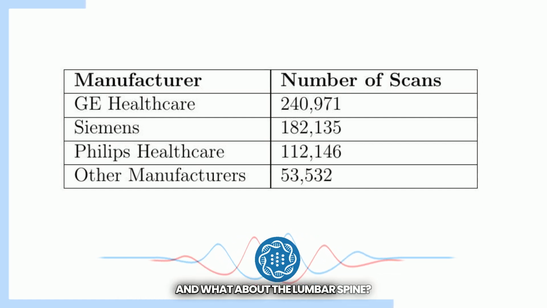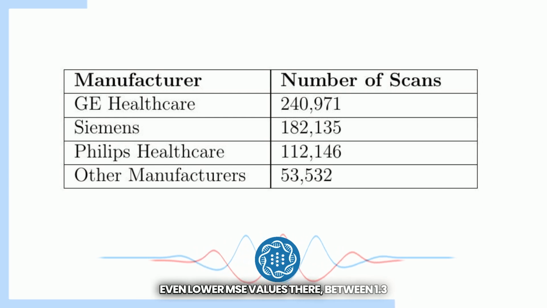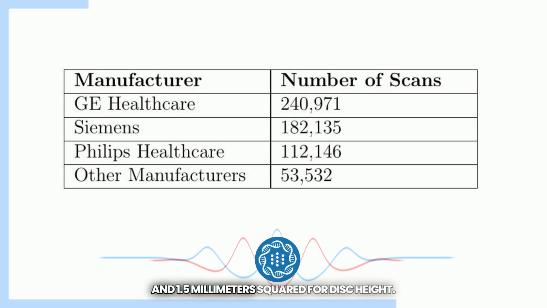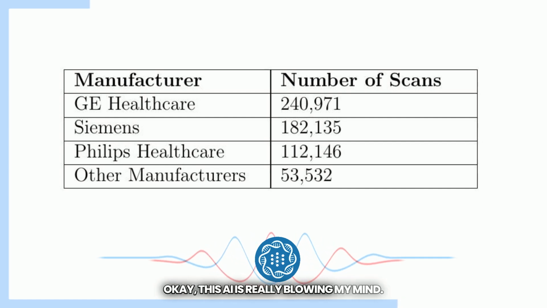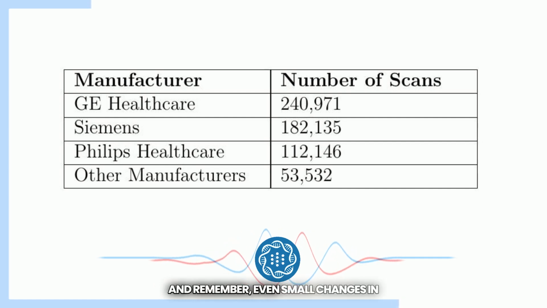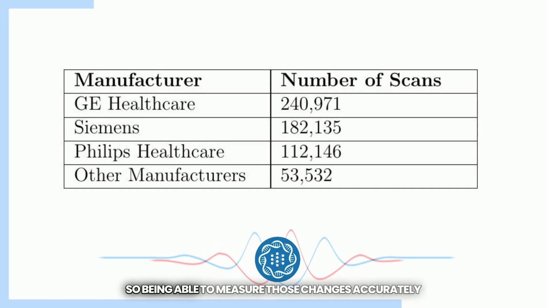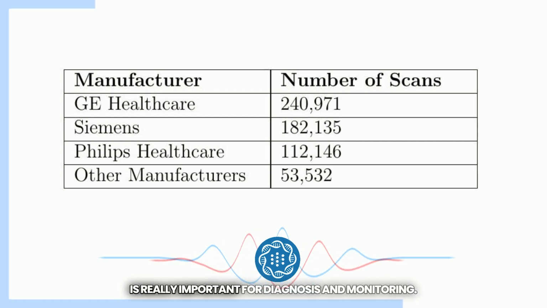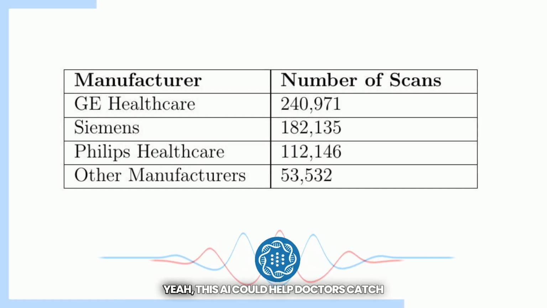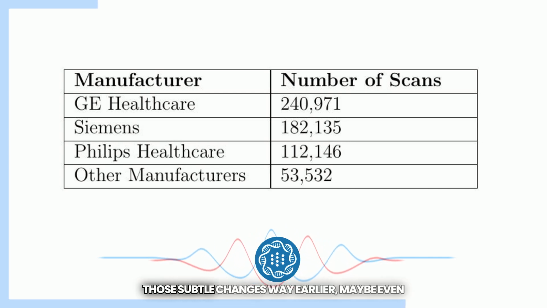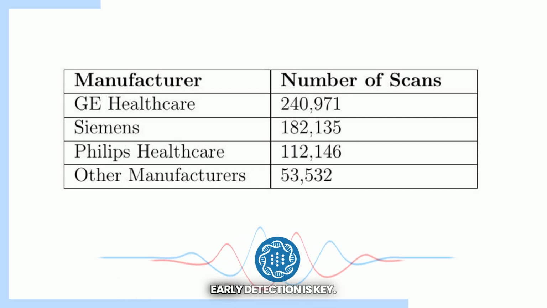Right. And what about the lumbar spine? Even lower MSE values there, between 1.3 and 1.5 millimeters squared for disc height. Okay, this AI is really blowing my mind. It's pretty remarkable, right? And remember, even small changes in these measurements can be clinically significant. That's what we were talking about earlier. So being able to measure those changes accurately is really important for diagnosis and monitoring. Yeah, this AI could help doctors catch those subtle changes way earlier, maybe even prevent bigger problems down the road. Absolutely. Early detection is key.